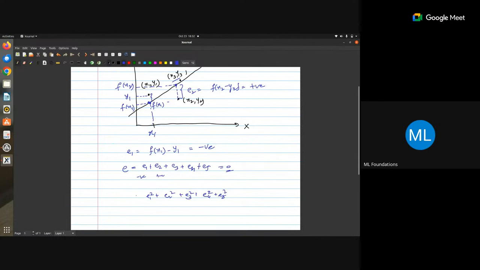So suppose I do this, this will get me something positive, right? Whatever this is, it is positive. This is the positive error.